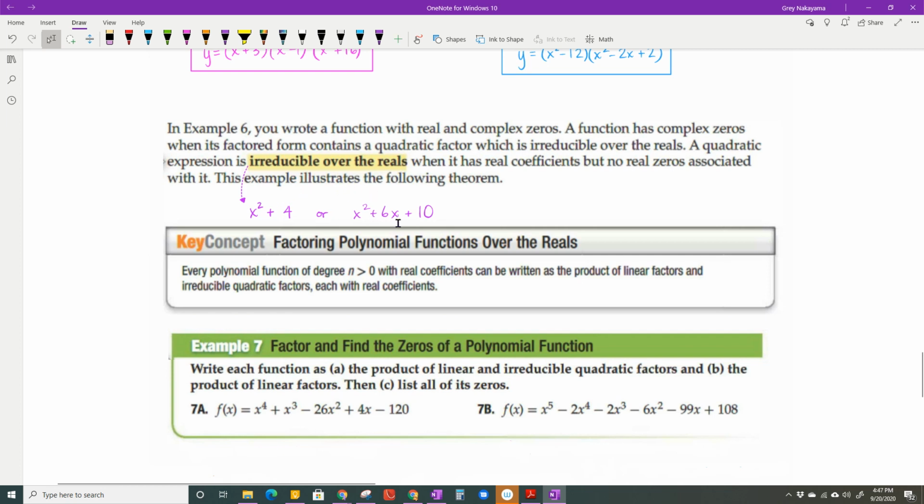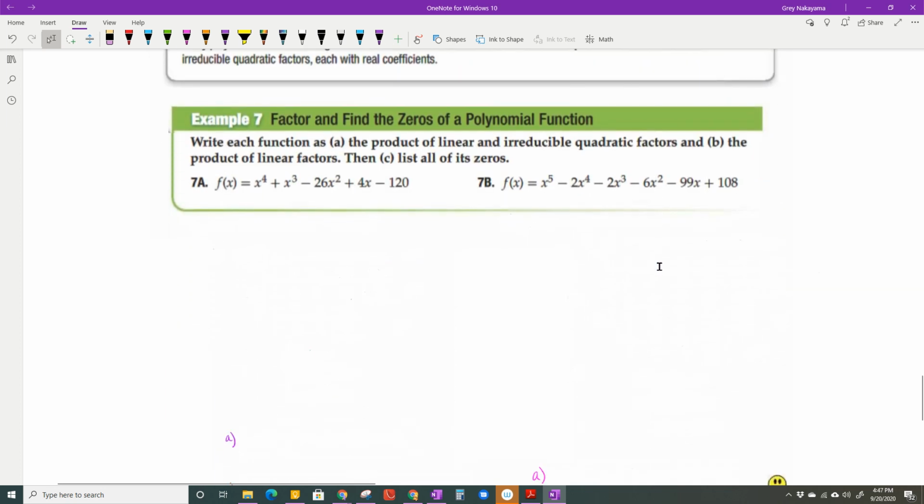Neither one of these, if you made it equal to y and graphed it, would cross the x-axis. Okay? So, this is what we're going to do. These are the last 2 examples, y'all. Write each function as a product of linear and irreducible quadratics, then as a product of linear, and then list all the zeros. So we're kind of putting everything together that we've been doing.